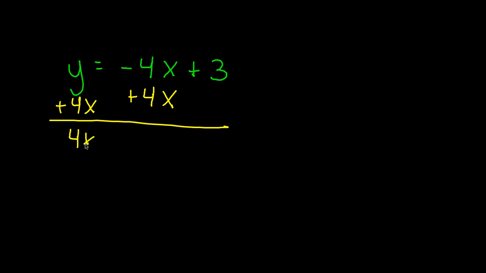Y equals, let's go with negative 4x plus 3. Standard form, go for it. Just like the last one, to get rid of a negative 4x, I've got to do a plus 4x. And that's going to give me 4x plus y equals 3. And that's it. That's the answer. Because the x is not negative, it's positive, and neither the x or the y is a fraction.